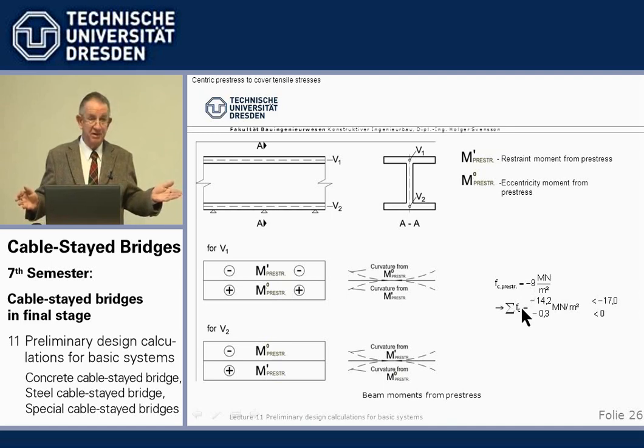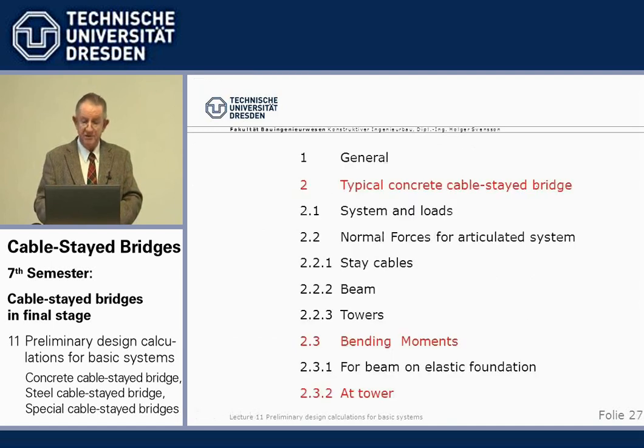That simple is a sizing in bending of the beam of a cable-stayed bridge. Of course, for this calculation, it doesn't matter whether we have concrete or steel. Concrete and steel is only different in the permanent load situation.